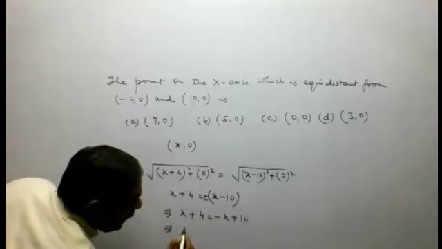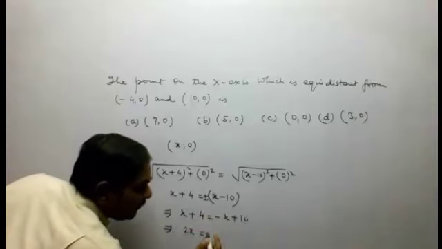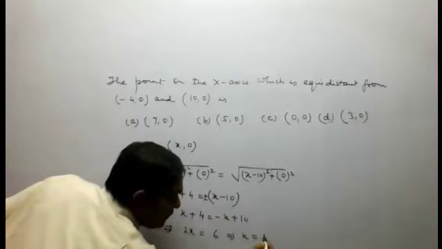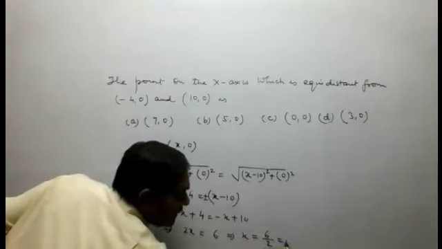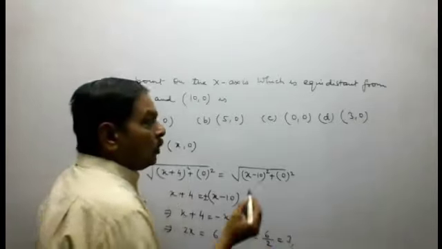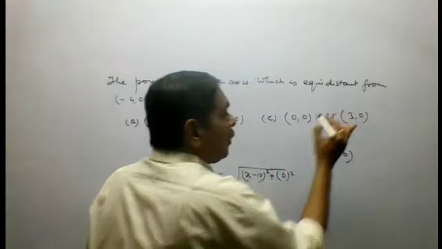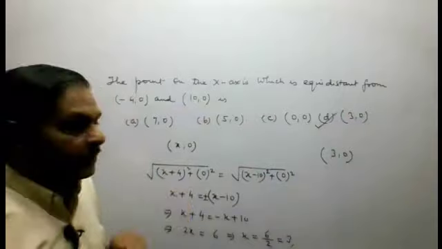Simplify this. 2x is equal to 10 minus 4, that is 6, which gives me x equal to 6 by 2, that is equal to 3. So the coordinate will be (3, 0), and hence option D is the correct option.